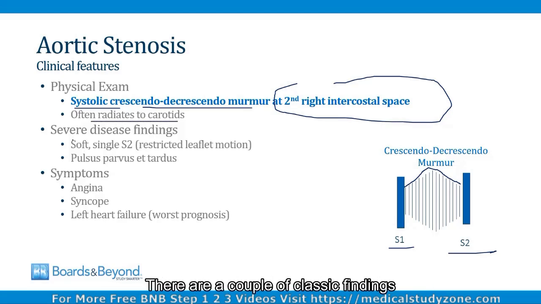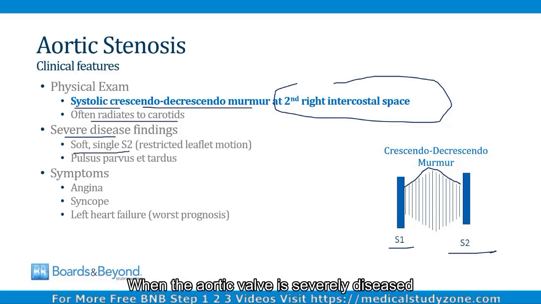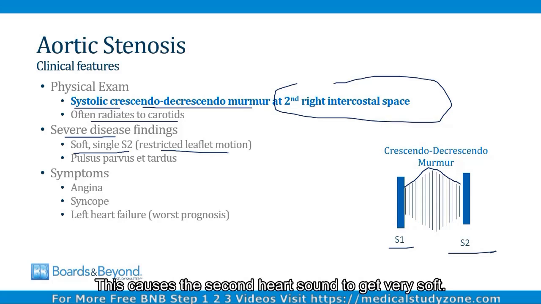There are a couple of classic findings in patients who have severe aortic stenosis. The first one is the presence of a soft single S2. When the aortic valve is severely diseased, it has restricted leaflet motion. This causes the second heart sound to get very soft.